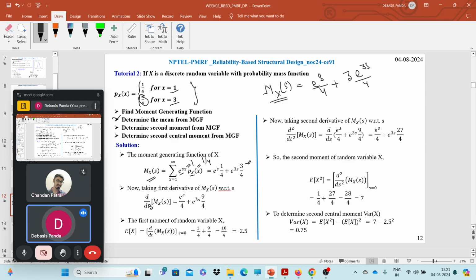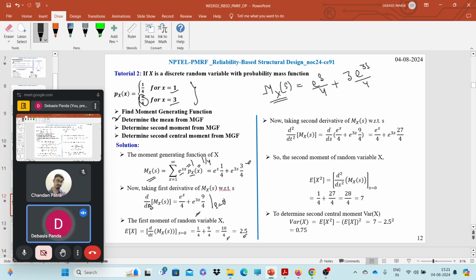If you do the differentiation, it will give you e to the power s by 4 plus e to the power 3s multiplied by 9 by 4. So we can easily calculate the first moment. What do we need to do? You just need to take the value at s equals 0. Just put s equals 0 in this equation. So what we will get? We will get 1 by 4 plus 9 by 4, and it will give you 10 by 4, that means 2.5. The mean value of this random variable, calculated from the moment generating function, comes as 2.5.